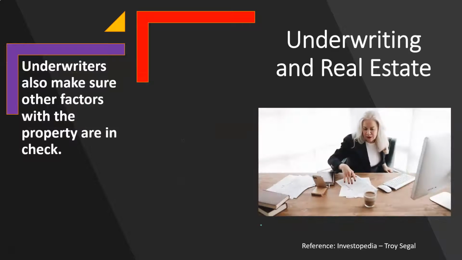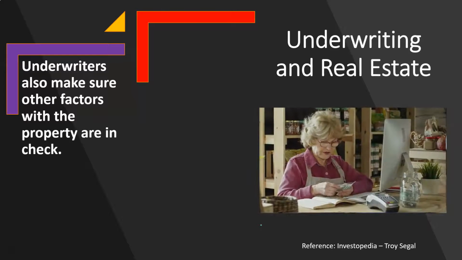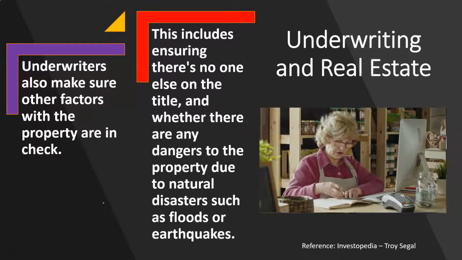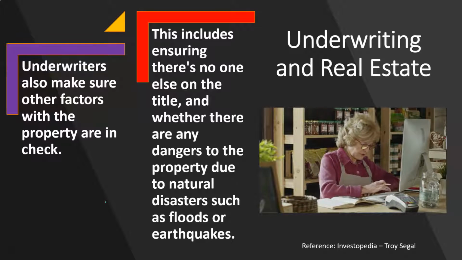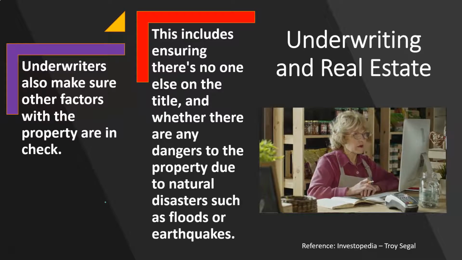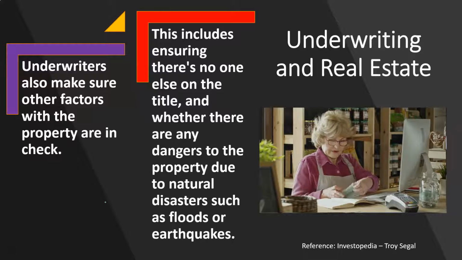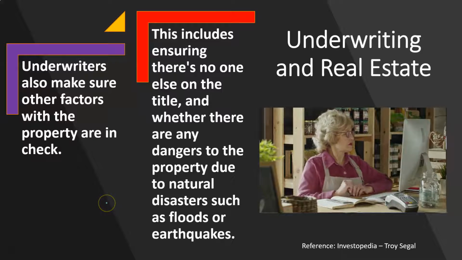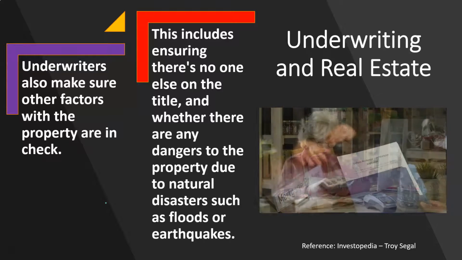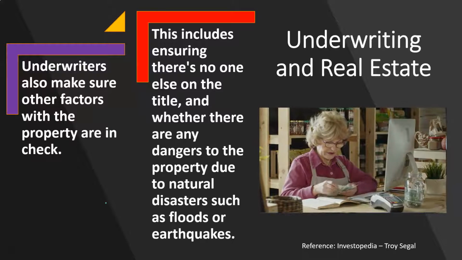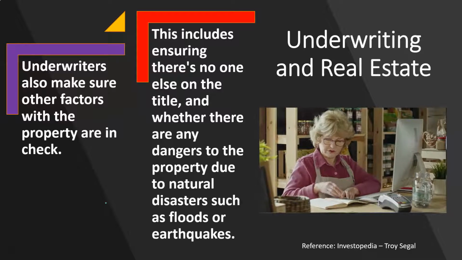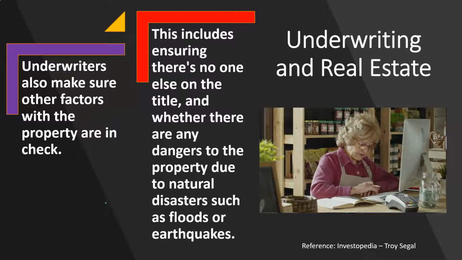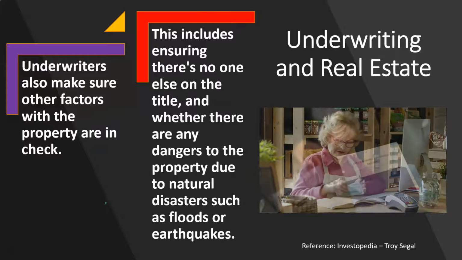So real estate underwriters also make sure other factors with the property are in check. This includes ensuring there's no one else on the title. So this is going to go through the title process, meaning the claim, in essence, to the ownership of the property, which can get kind of complex in certain circumstances depending on the real estate being purchased, and whether there are any dangers to the property due to natural disasters such as floods or earthquakes. So they're looking at the risk involved there. Is there risk in the event of someone else basically trying to claim title or ownership of the property? And are there substantial risks with relation to natural disasters that are over and above the normal risks that are involved as well?